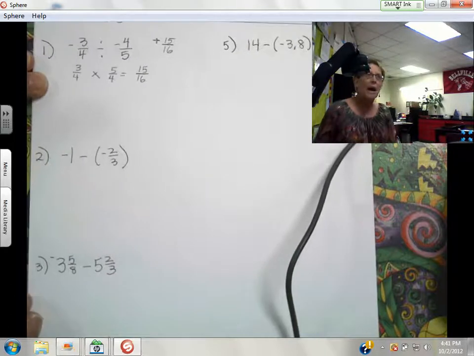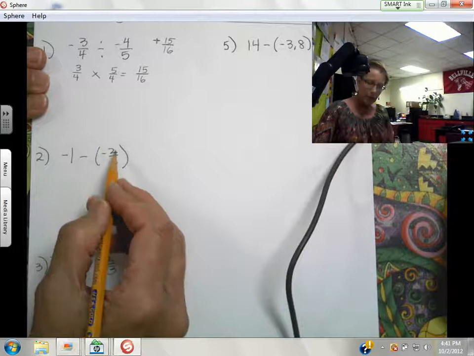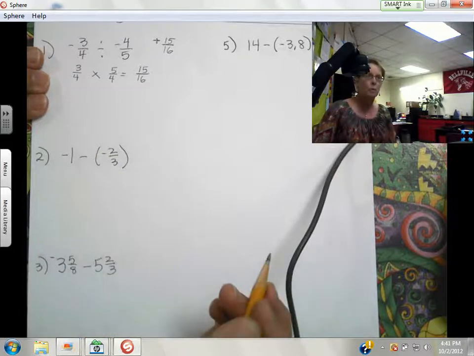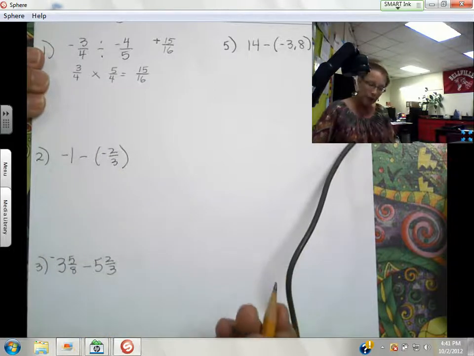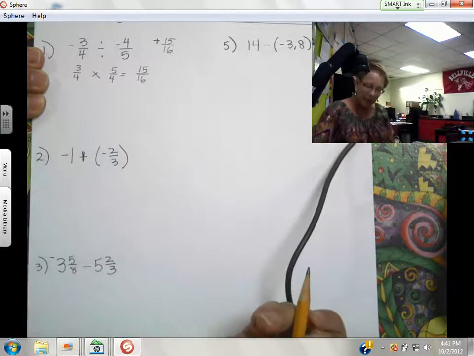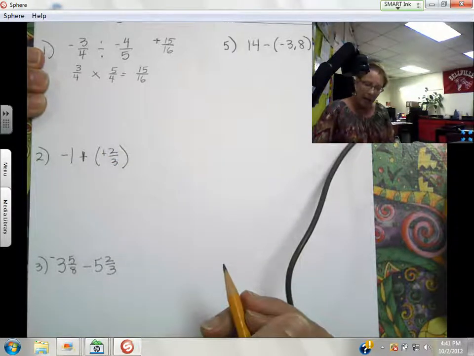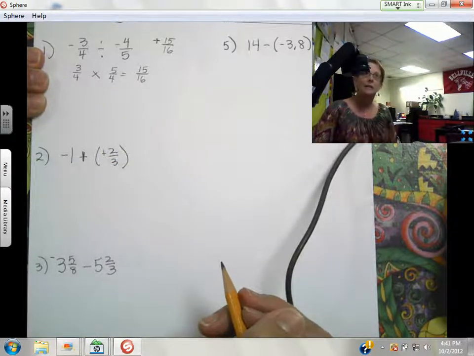Okay, I have -1 minus a -2/3. Remember, what is our subtraction? Change the subtraction sign to addition and take the opposite sign of the number that follows. I've got addition of opposite signs. What do I do? Good.